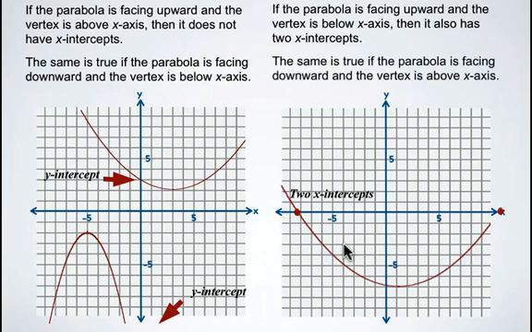The same is true if the parabola is facing downward and the vertex is above the x-axis. Like our previous example, if we were to move it upwards, we would see two x-intercepts.